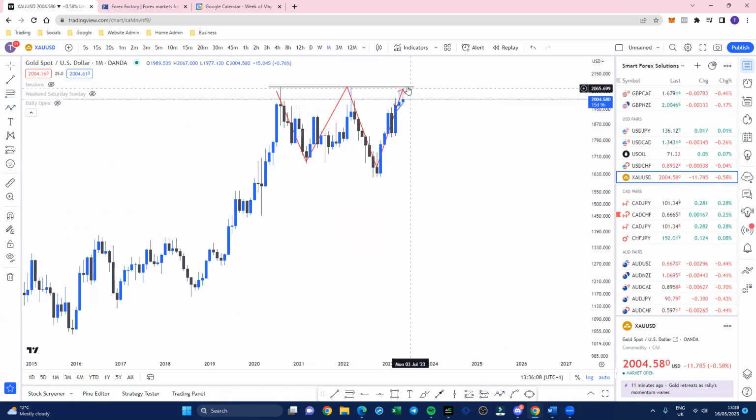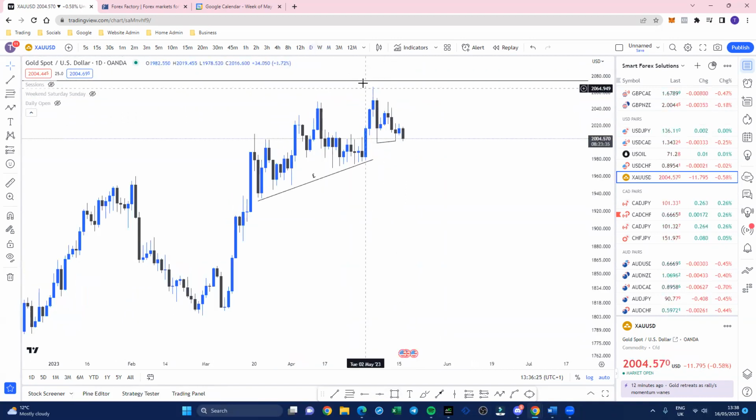So there's going to be so many stop losses in here at the moment, and I'm talking hundreds of thousands, millions of dollars and pounds. A lot of retail traders are going to be really heavily invested in sales in this area at the moment, and as you can see, they're probably in profit.